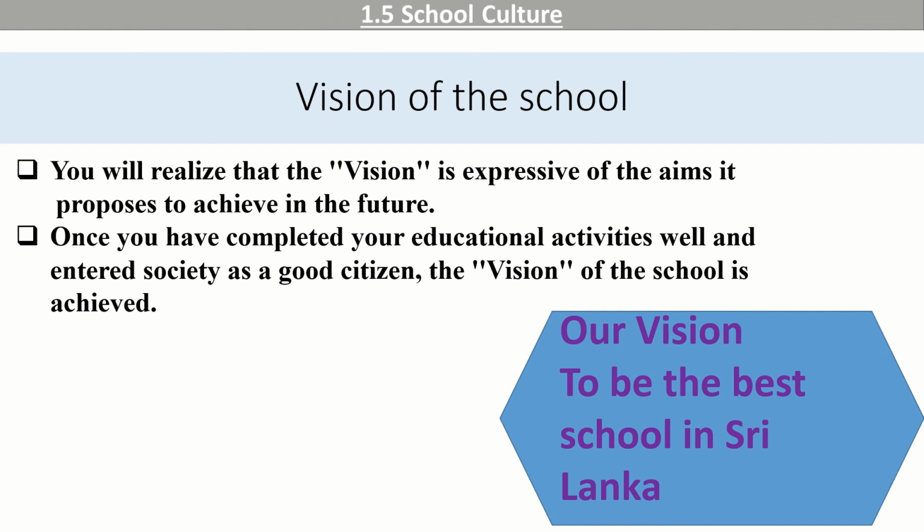Once you have completed your educational activities well and entered society as a good citizen, the vision of the school is achieved. Because most schools mention as a vision producing good citizens. Producing good citizens is a vision of a school. If you become a good citizen, that means you have completed your school vision. So the vision is important.